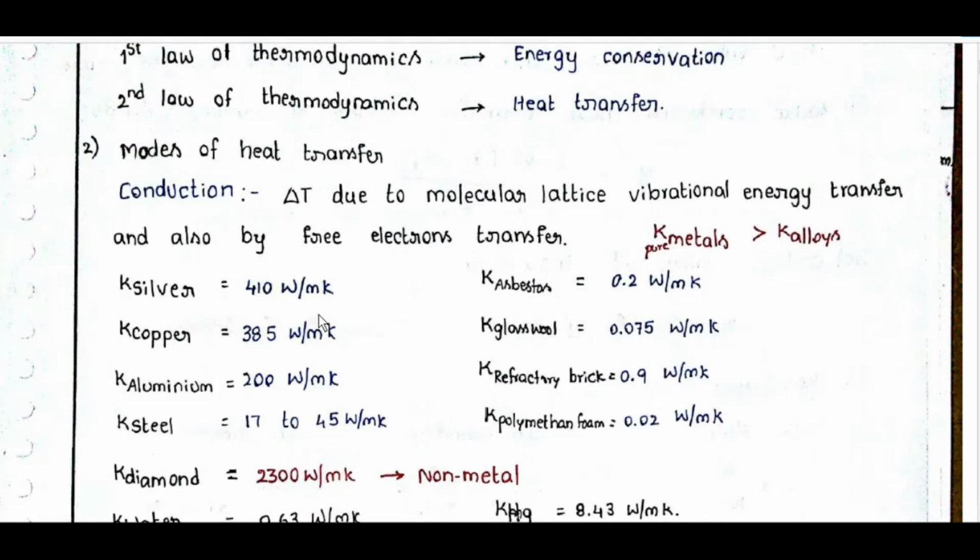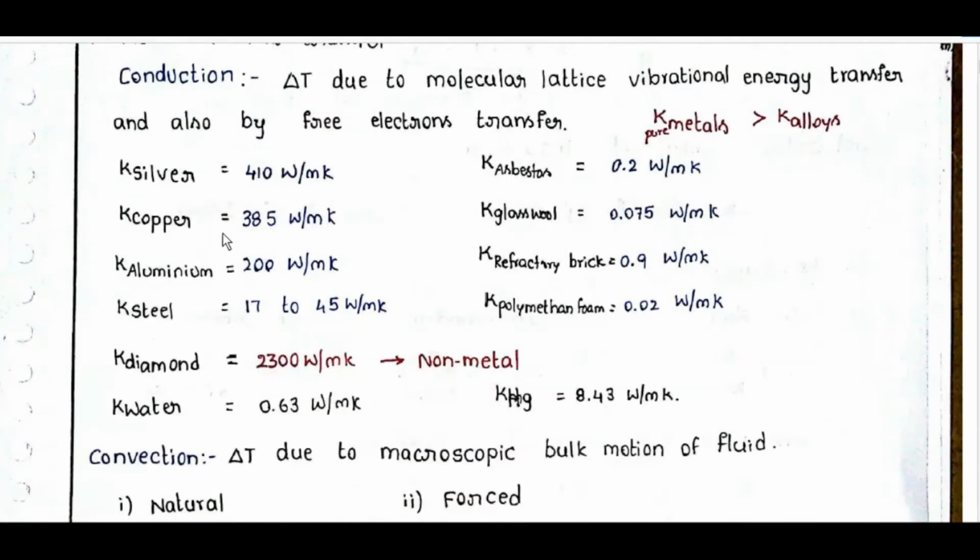K silver is equal to 410 watt per meter Kelvin, K copper is equal to 385 watt per meter Kelvin, K aluminum is equal to 100 watt per meter Kelvin, K steel is equal to 17 to 45 watt per meter Kelvin. K pure metals greater than K alloys. K asbestos 0.2 watt per meter Kelvin. K glass wool 0.075 watt per meter Kelvin. K refractory brick 0.9 watt.